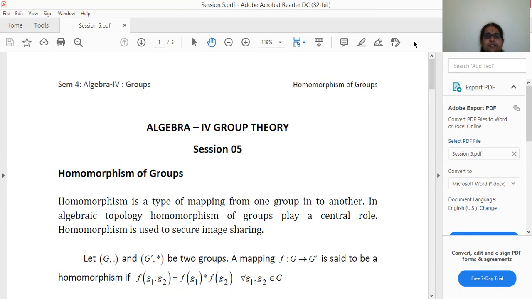This mapping f from G to G' is said to be a homomorphism if it satisfies f(g1 · g2) = f(g1) * f(g2) for all g1, g2 belonging to G. Since the domain has the operation dot, on the LHS we are taking f(g1 · g2). In the codomain, star is the binary operation, so on the RHS we are writing f(g1) * f(g2). Whatever binary operation is defined in the group, that operation will be used in this definition of homomorphism.